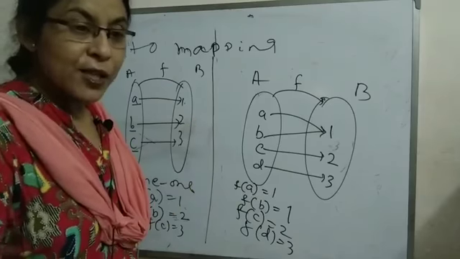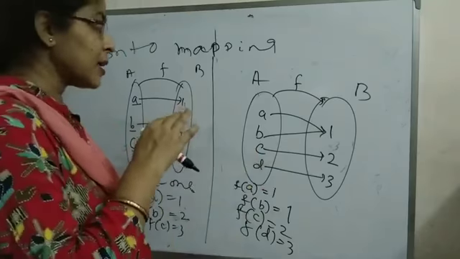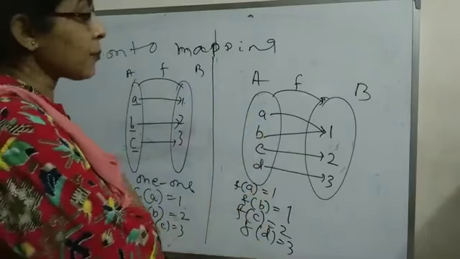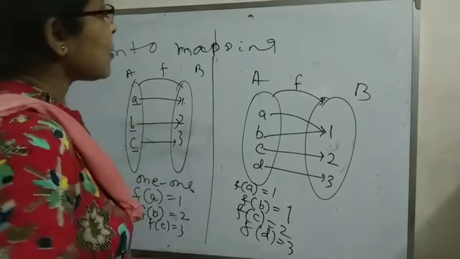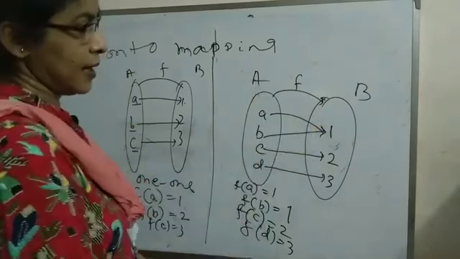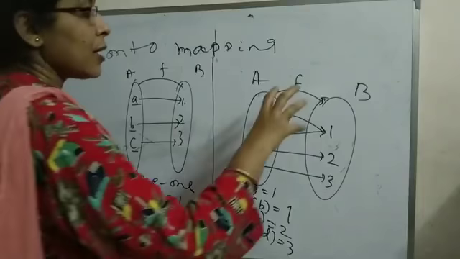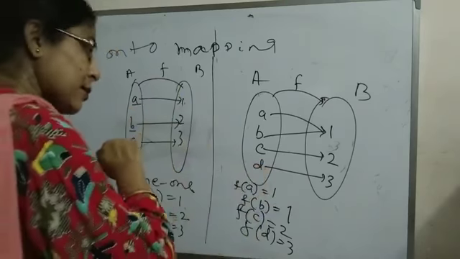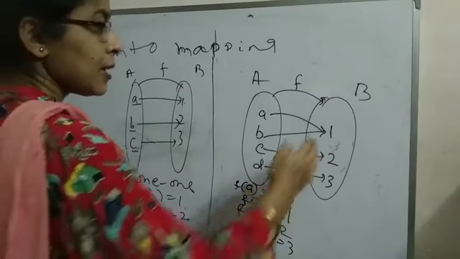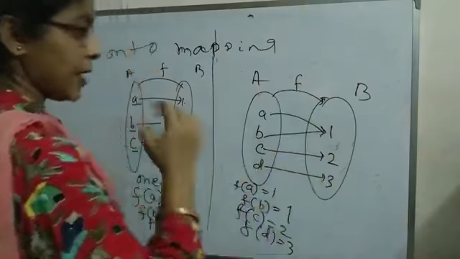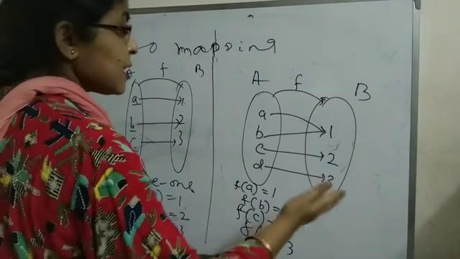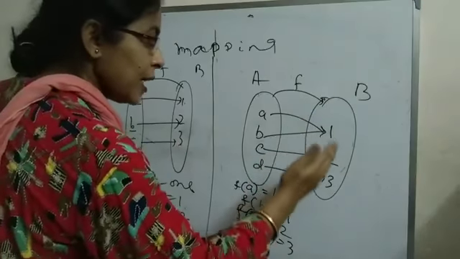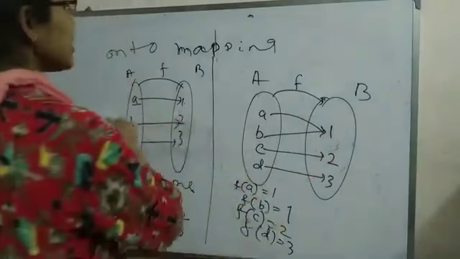In onto mapping, there is no extra element in B which has no preimage in A, but in into mapping there exists at least one element in B which has no preimage in A. In onto mapping, every element of B has a preimage in A. This is the difference between into and onto mapping.